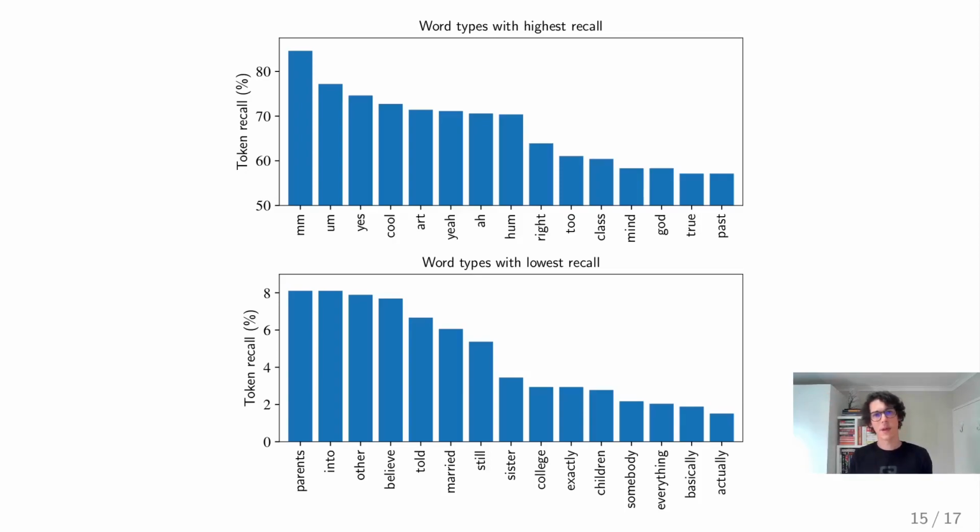So here I've got a plot at the top. I show the token recall, but for each individual word type. The top graph shows the words with the highest recall, and the bottom plot shows the words with the lowest recall. If you just read through them, you can see that the words that it does well on are shorter words. They're often filler words.